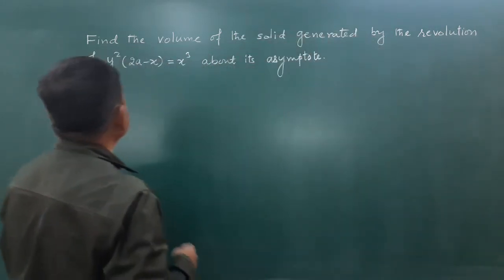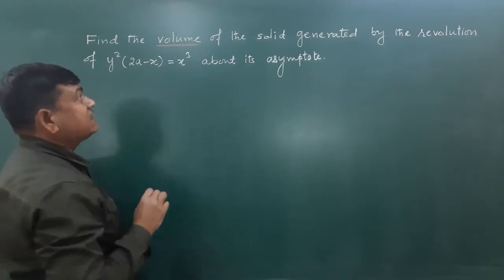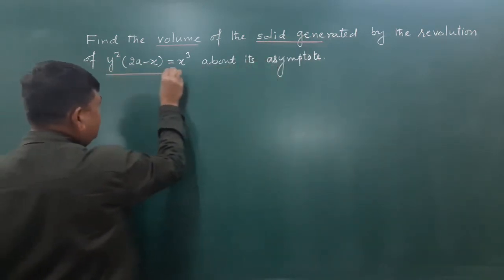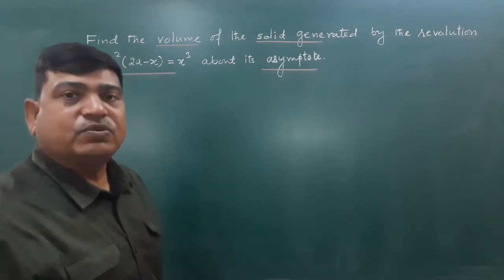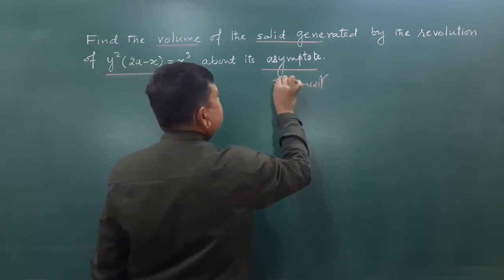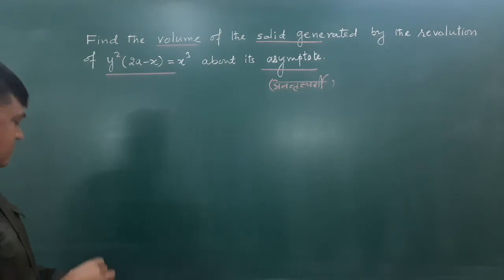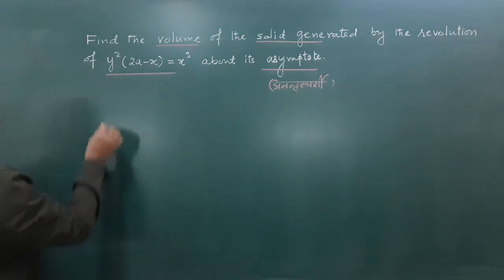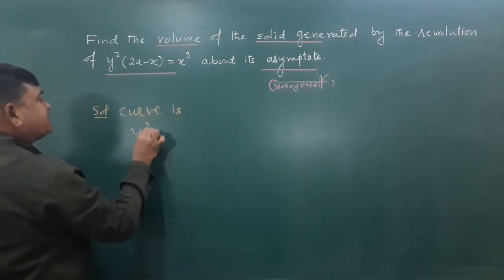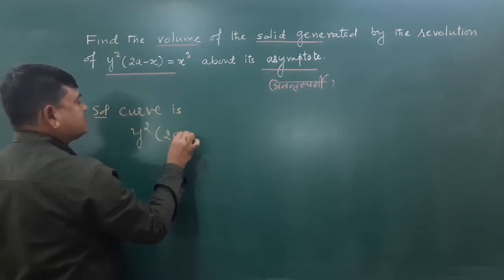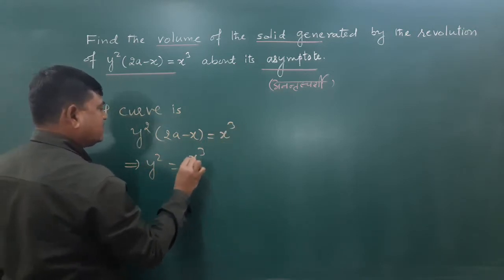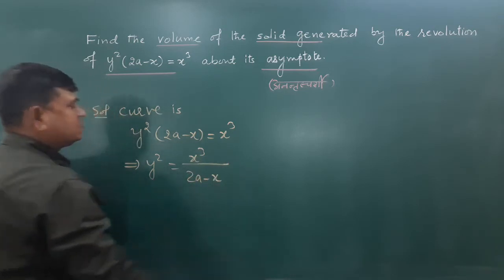So let us see. Find the volume, आयतन ज्ञात करना है, of the solid ठोस का जो इस कर्व को उसके अनंत स्पर्शी के सापेक्ष घुमाने से बनता है। एसिम्पटोट, अनंत स्पर्शी। So let us consider curve is y square times 2a minus x equals to x cubed implies y square equals to x cubed upon 2a minus x.